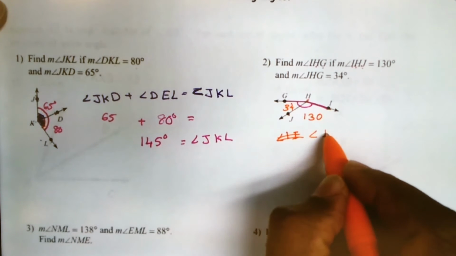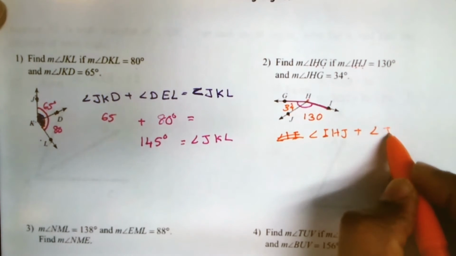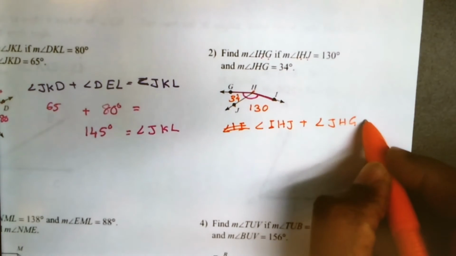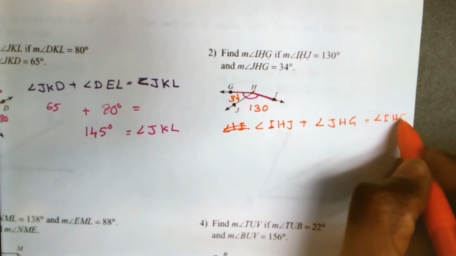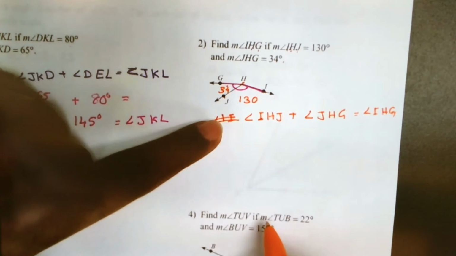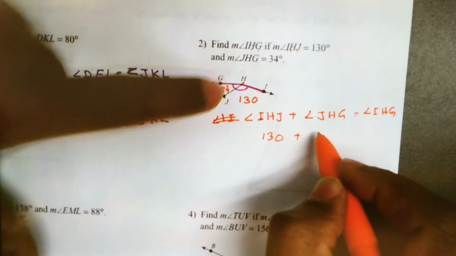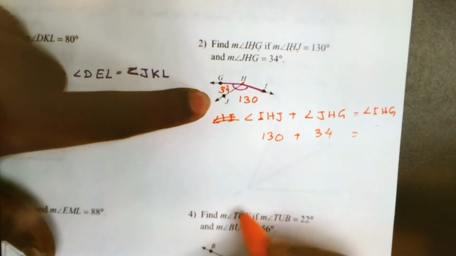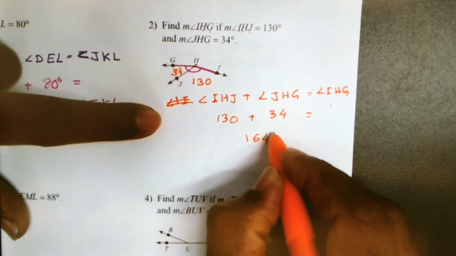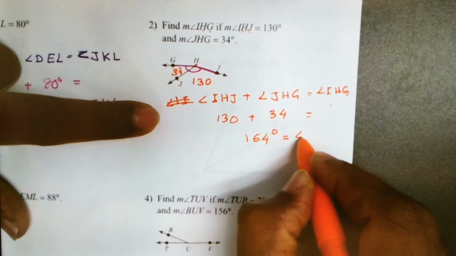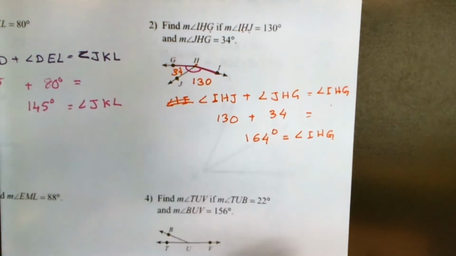Angle IHJ plus the second small angle, that means JHG, gives you the big angle IHG. So plug in, what do I know? I know that IHJ is 130 plus the second angle GHJ is 34. That gives you the big angle. So we add up 130 plus 34 is 164 degrees, the measure of the big angle IHG. So let's move on to the next question here.